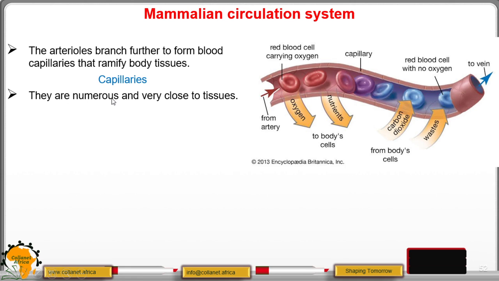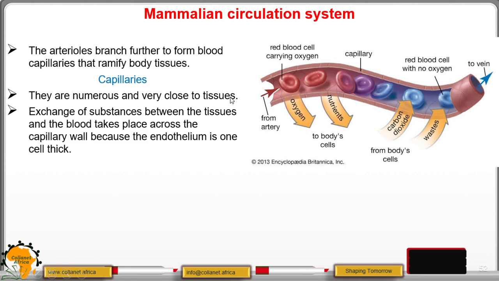The capillaries are numerous and very close to the tissue, and they facilitate exchange of substances between the tissues and the blood, because the capillary wall has this endothelium, which is one cell thick or very thin. You can see there is exchange of materials. Oxygen from the red blood cells is diffusing into the cells, and the cells have more concentration of carbon dioxide and waste. Therefore, they have to diffuse into the capillary for transportation back to the heart.